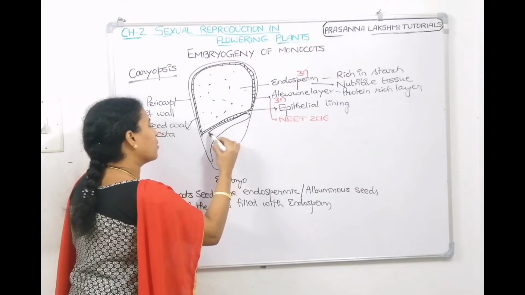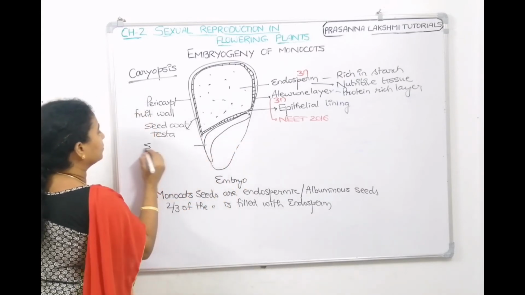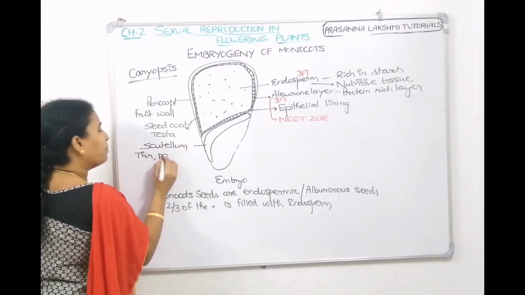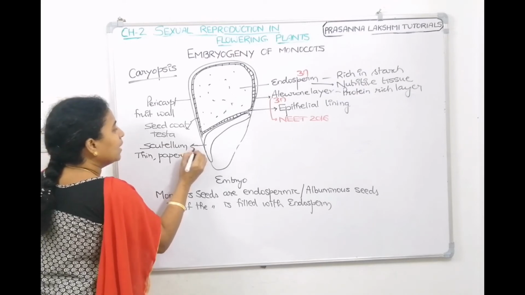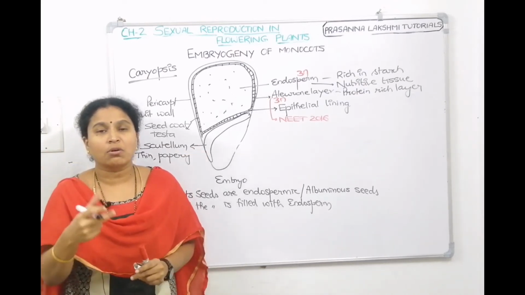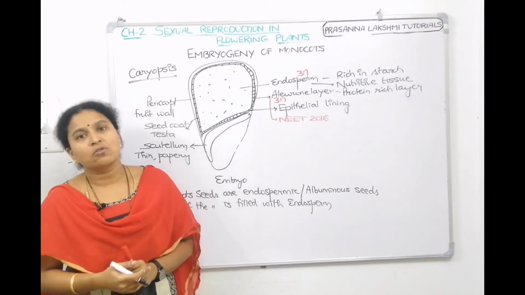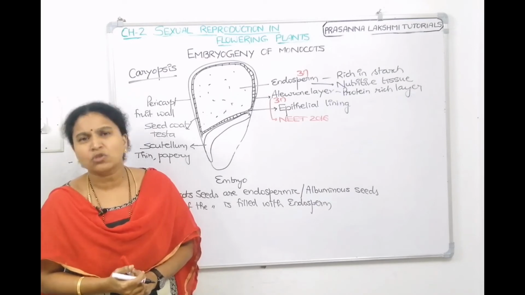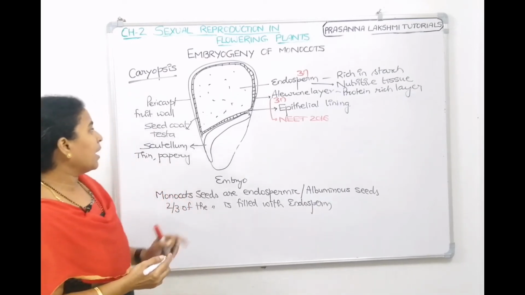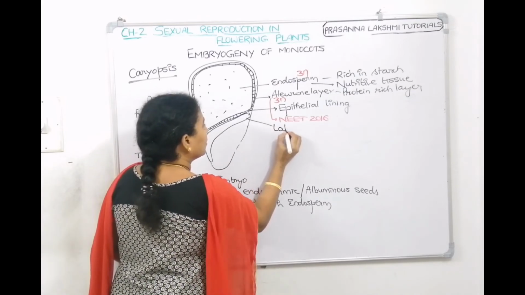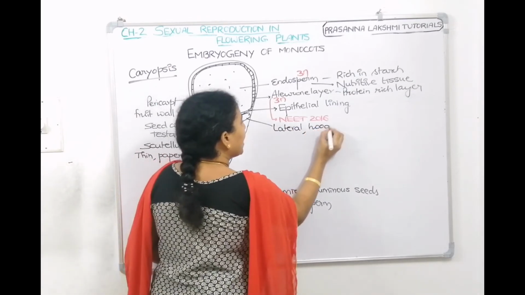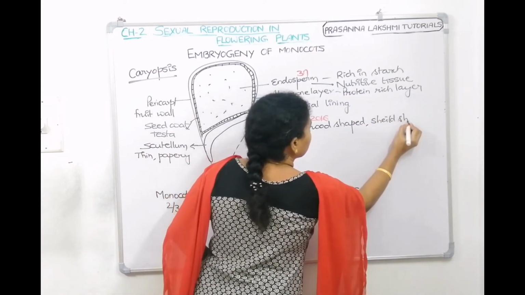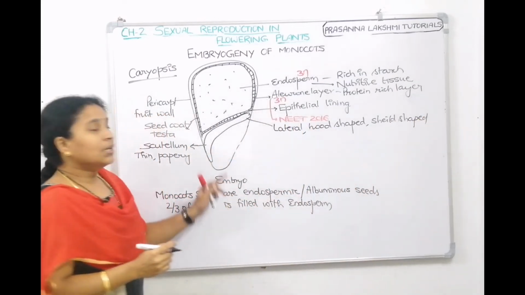The shield-shaped cotyledon, what is this? Scutellum. It is thin, papery. Actually, we say the cotyledon should be thick and it should store nutritive food material. But in monocots, there is one cotyledon and that cotyledon is thin and papery. It is not storing nutrient food materials. And where is it? It is lateral. In which shape is it? It is hood shaped or shield shaped, thin and papery.